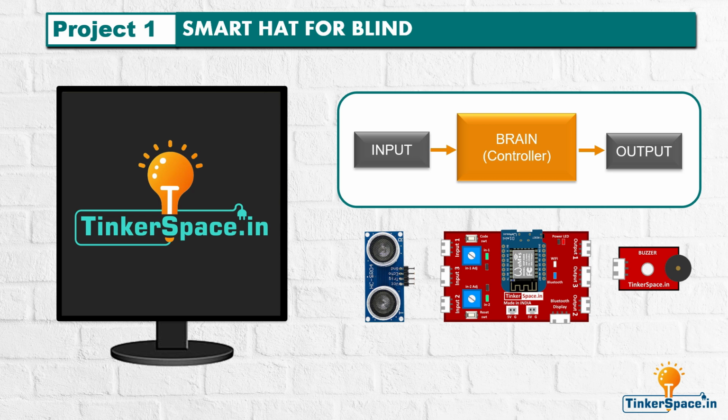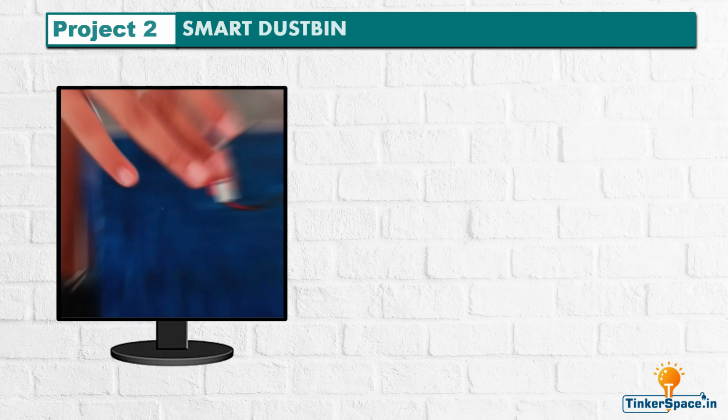The ultrasonic sensor is used as the input. Its function is to detect obstacles by sending out ultrasonic sound waves and measuring the time it takes for the waves to bounce back. The buzzer is used as the output. Its function is to alert the user with a sound when an obstacle is detected, helping them navigate safely.